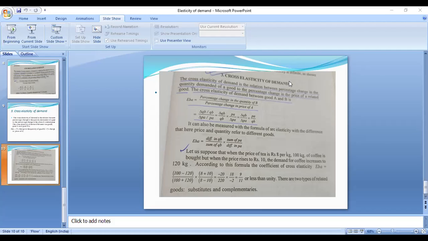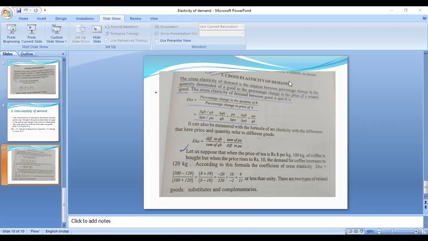Is it clear now? Is your example clear now? Yes, ma'am. It's very easy. Now these examples are very easy. Look at the example once. If you have any problem, then ask me.